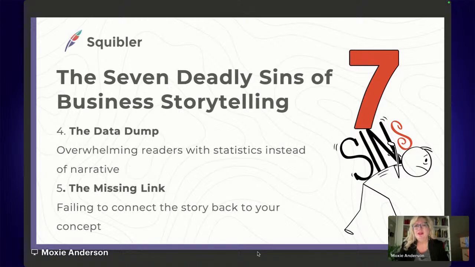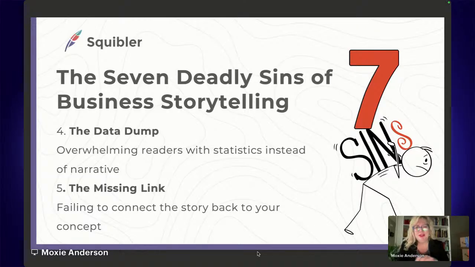Another thing that's very important, business books should be readable. They should be engaging. You shouldn't do something that's called the data dump. You want to avoid overwhelming readers with statistics and try to include some narrative in it. Yes, you do want to include resources that include facts and information, but try to make it engaging by including the stories surrounding that data.